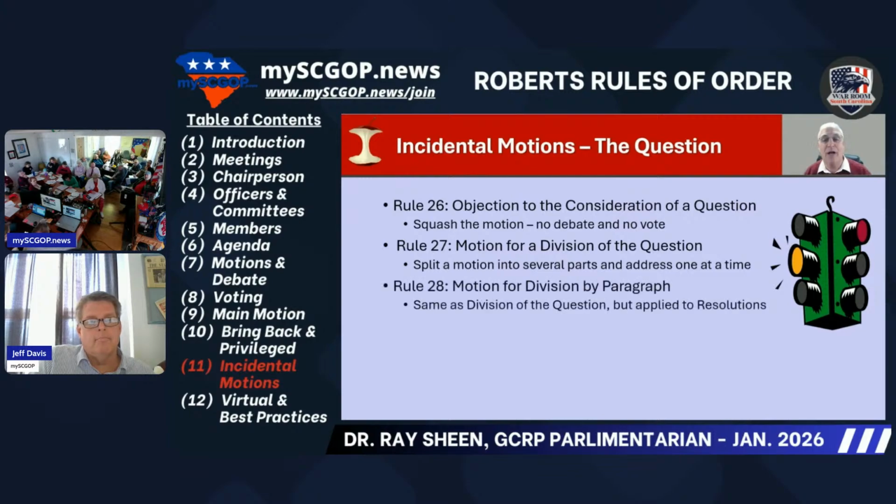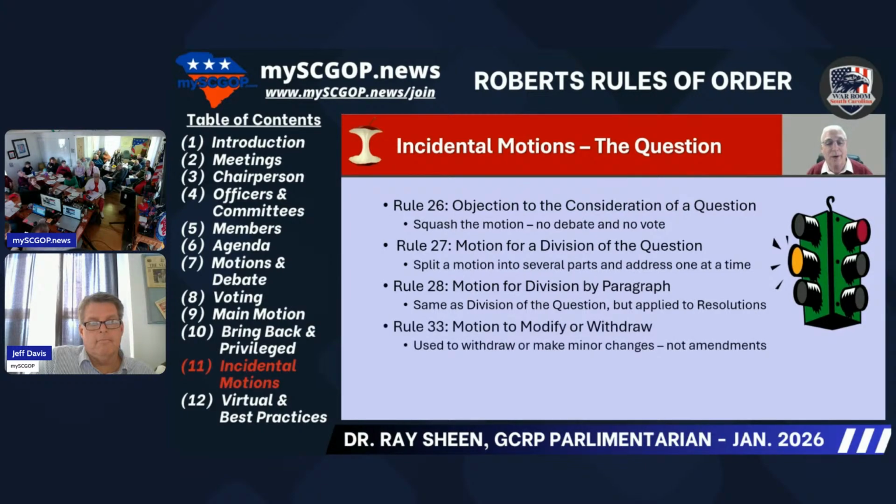A related motion that operates in the same manner is a motion that requests consideration by paragraph. This is explained in Robert's Rule 28. This motion would be appropriate for a long resolution. If it passes, each paragraph in the resolution is considered separately and voted on separately.